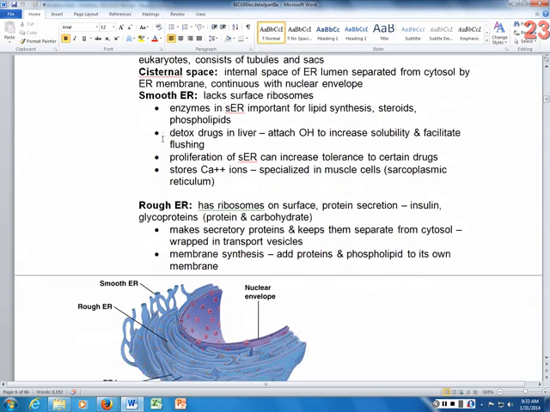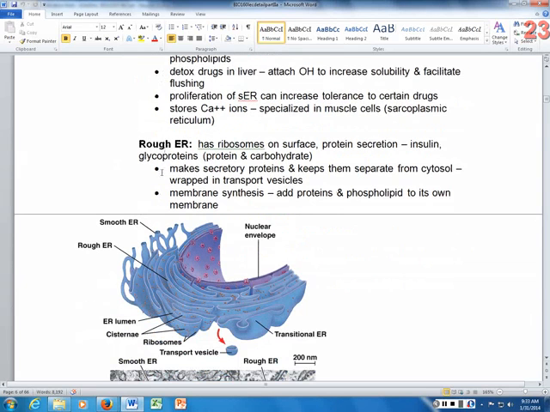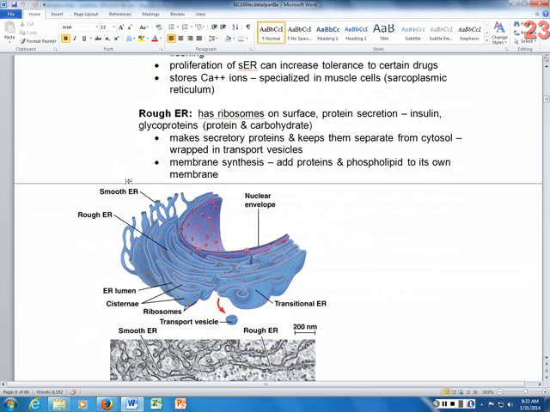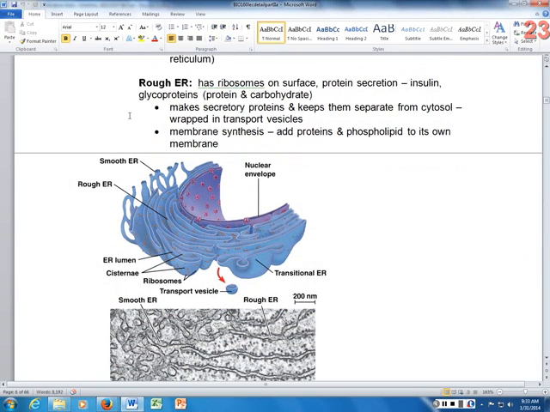So the rough ER will have ribosomes on the surface. This will be more involved with protein secretions and making glycoproteins. The glycoprotein just has a carbohydrate and a protein in it. We'll make secretory proteins and help keep them wrapped up from the cytosol. Also, it will help with some of the membrane synthesis.